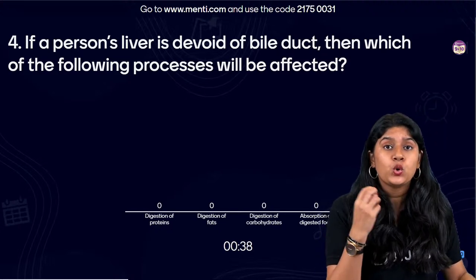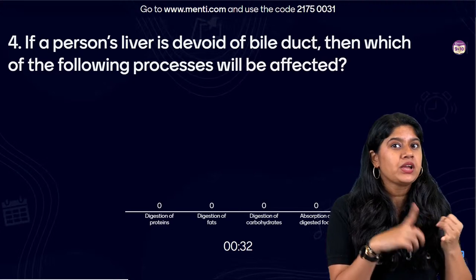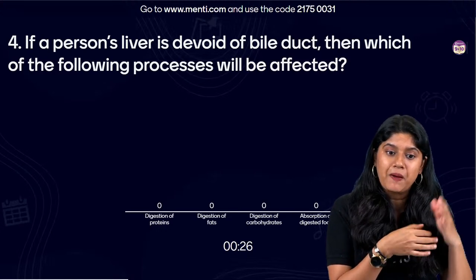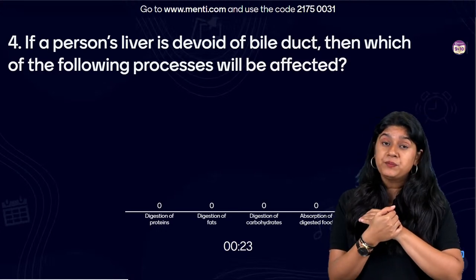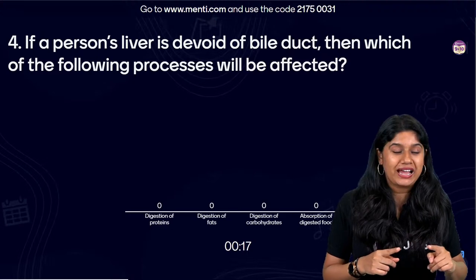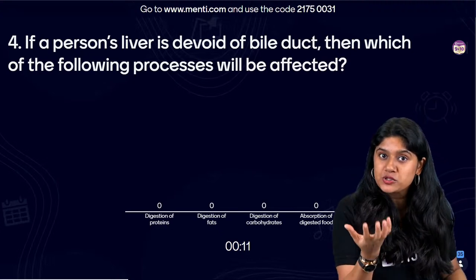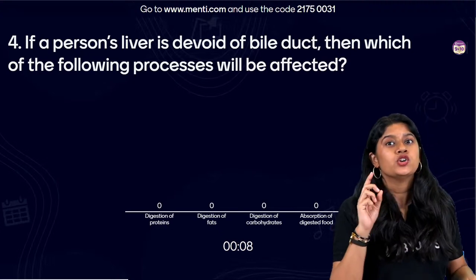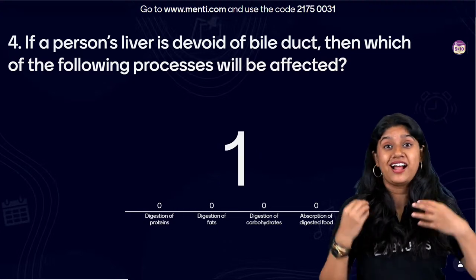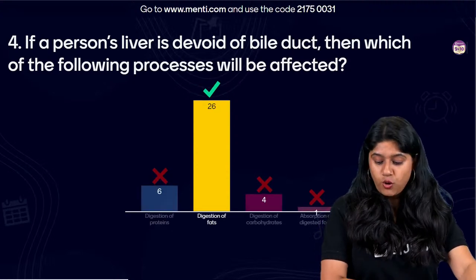We're talking about the bile, which is secreted from the liver. The liver is the one that actually secretes the bile, and bile gets stored in the gallbladder. Very good, everyone. When it is released, it makes the food alkaline also. The food coming from the stomach is acidic in nature, so the enzymes will not be able to act in the acidic medium. So the bile makes it alkaline, so that the enzymes secreted by the pancreas and the intestine can work on it. Very good. So the correct answer is the digestion of fats.